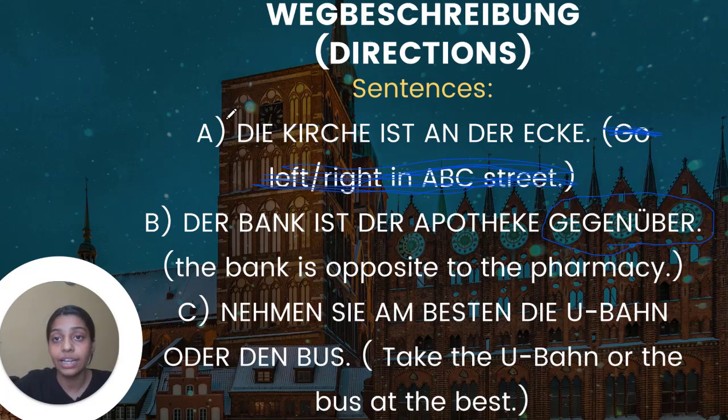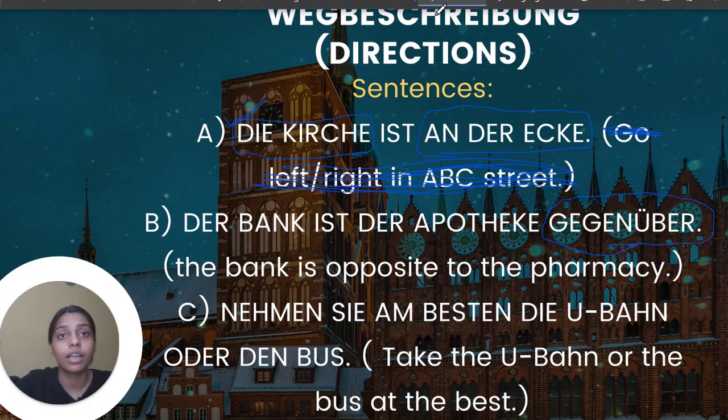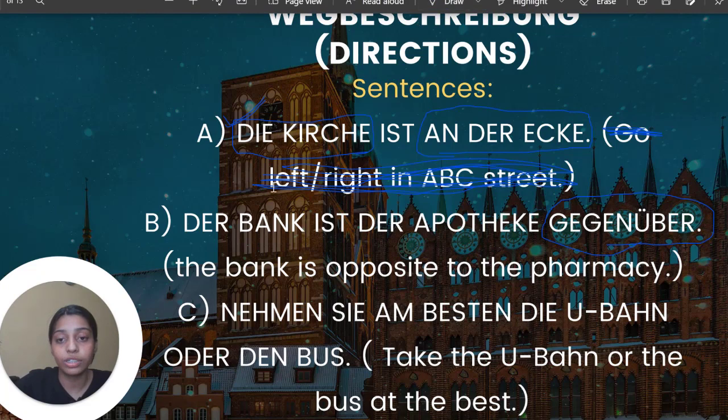For this, again, I want to remind you that you have to correct this. The meaning here is the church. Kirche stands for church. Die Kirche ist an der Ecke. An der Ecke is a phrase which means at the corner. So the church is at the corner. Okay, let's move on to the next one.